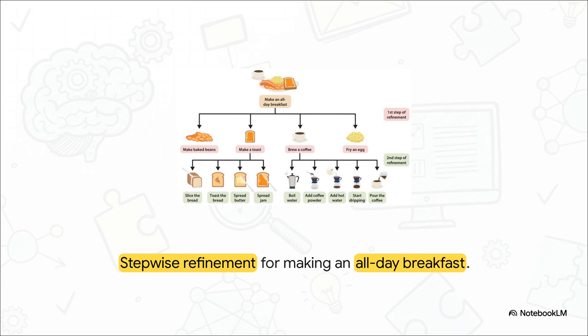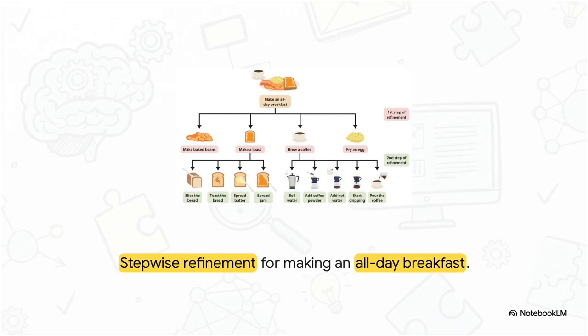Let's imagine your main problem is making a huge all-day breakfast. If you try to do everything at exactly the same time, you're going to burn the food, right? So we use decomposition. Our first step of refinement breaks this giant problem into 4 submodules: make baked beans, make a toast, brew a coffee, and fry an egg.